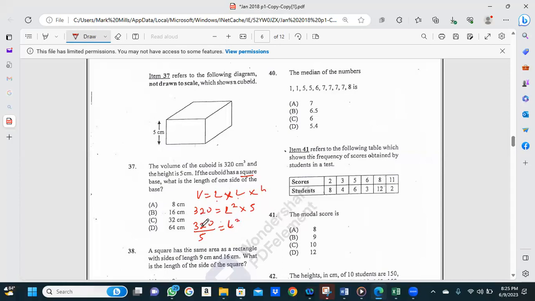Now, what is 320 divided by 5? 64. So we get 64. So it'll be 64 is equal to L squared. So we find the square root of 64, and you get 8. Right, so L will be 8.